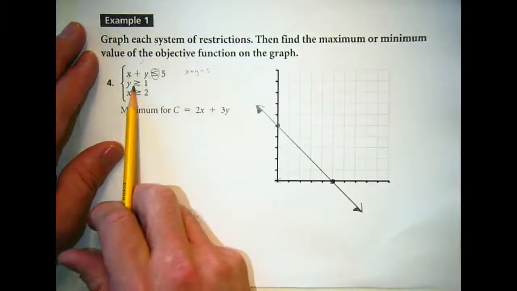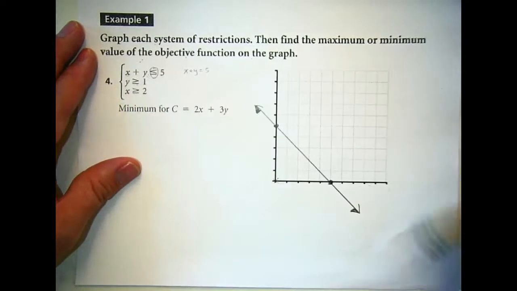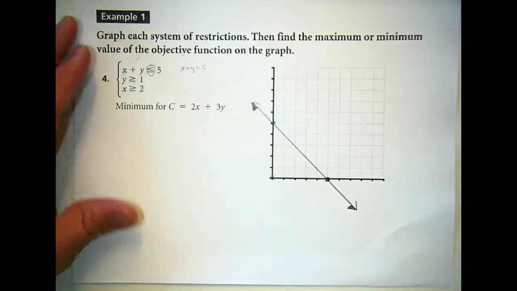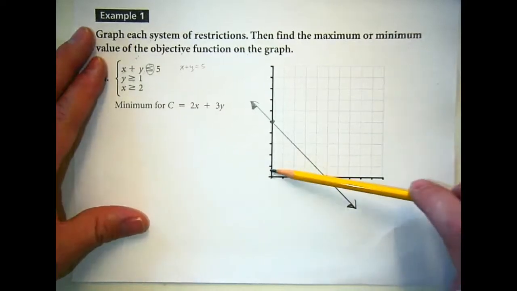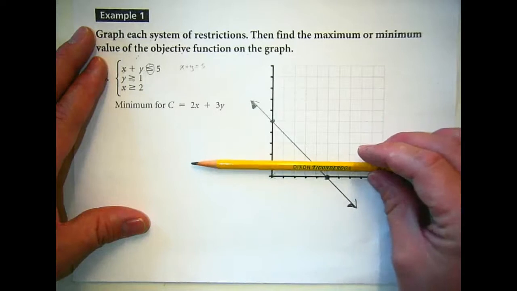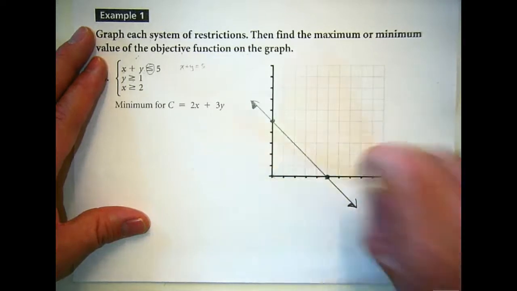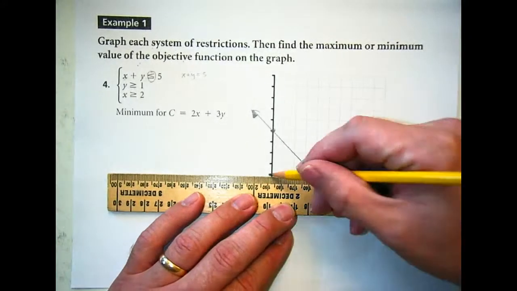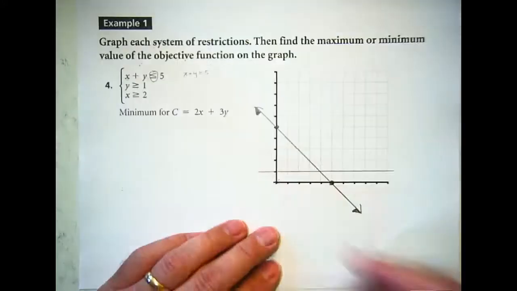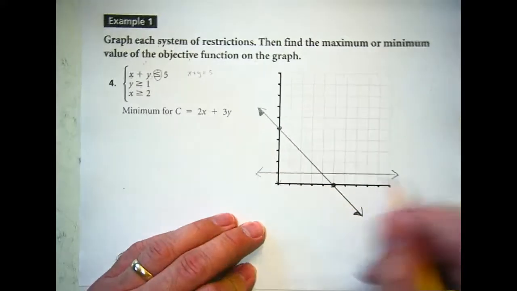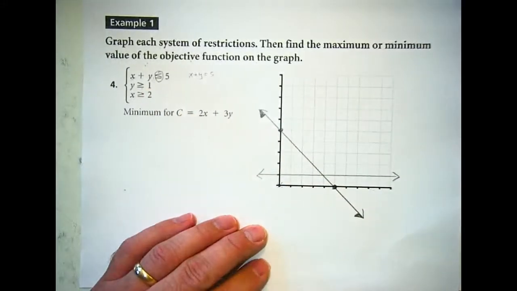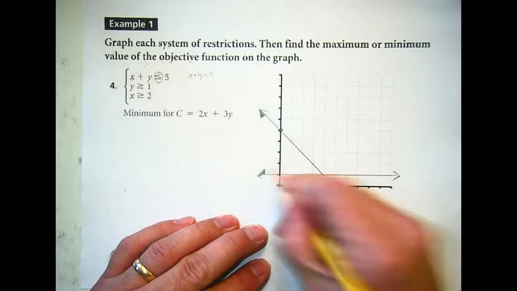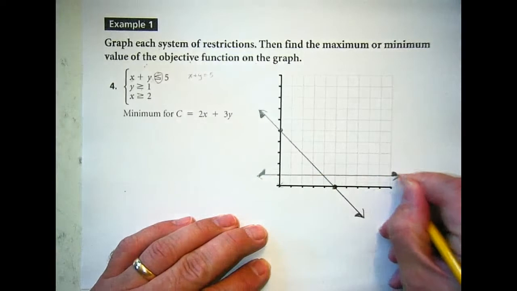Y is greater than 1. Well, where is y 1? Everyone show your neighbor where y is 1. Right there. Okay. So y is 1 right here. Now notice that's this line where my pencil is. That's y is 1. Okay, so I'm drawing a horizontal line where y is 1. Now it says y is greater than 1, so am I shading above or below? Where are the greater values, up or down? Up. They're up. Okay, so I just shade those arrows there.